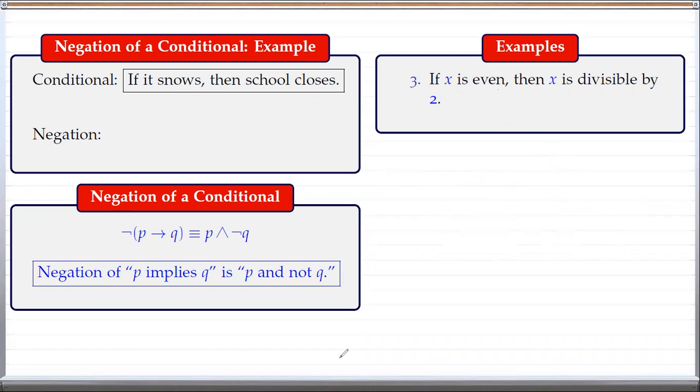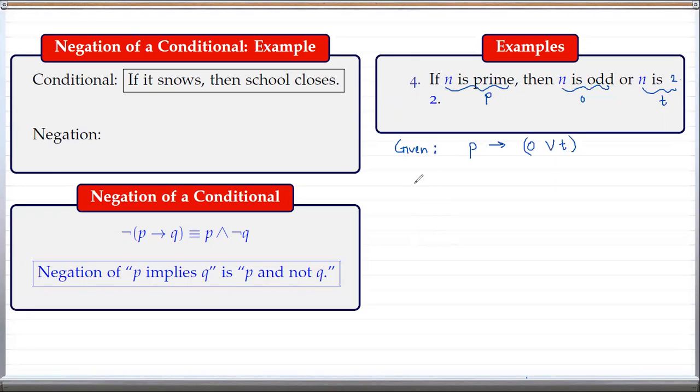Let's look at the next example. If n is prime, then n is odd or n is 2. Let's denote this part by P, this part by O, and n is 2 by T. So in this case, we have P implies O or T. This is what we are given, and we want to negate this.